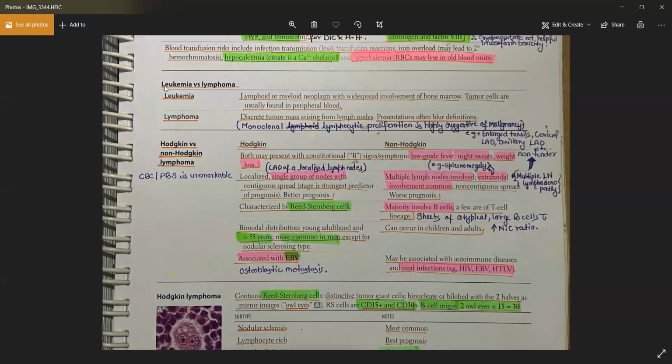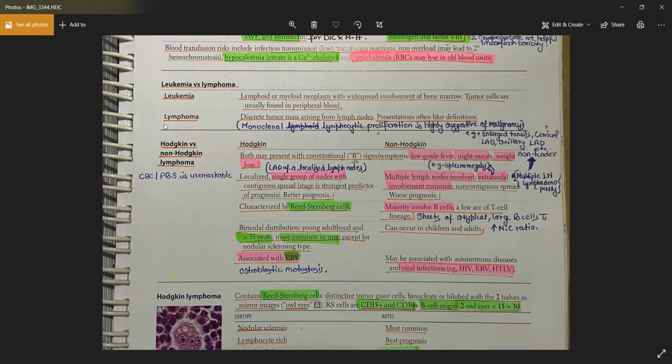Okay, so leukemia is a tumor of blood cells, of course, and lymphoma is a tumor of lymph nodes. Okay, very important. And the tumor cells in leukemia are mainly found in the peripheral blood, and the tumor cells in lymphoma are mainly present in the lymph nodes.